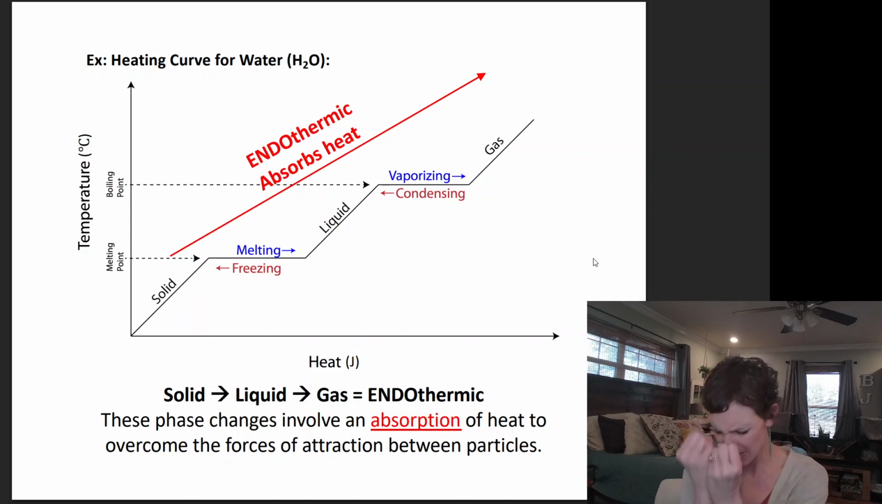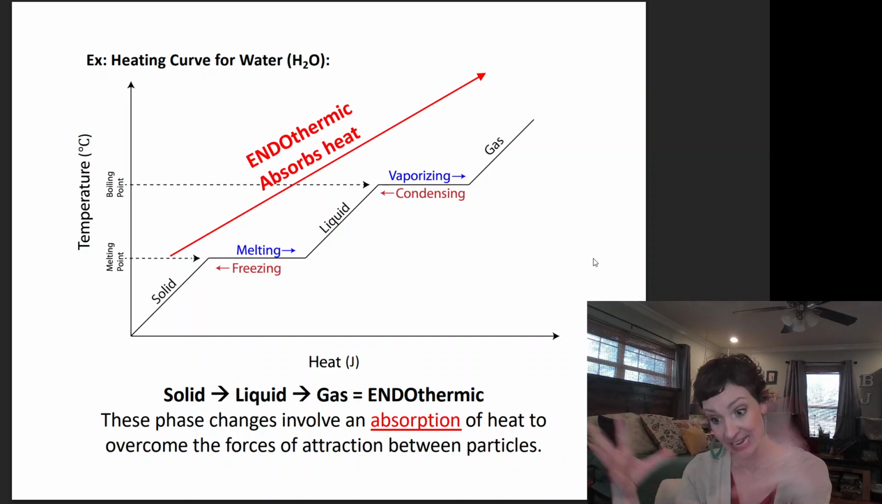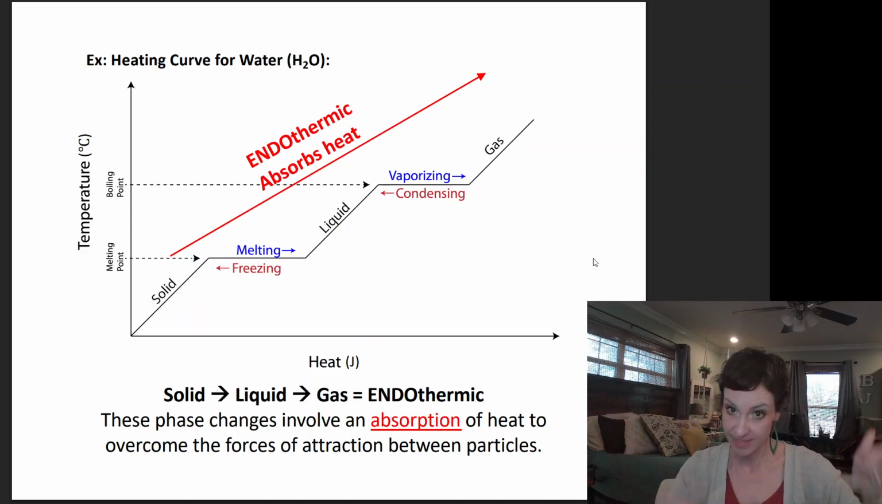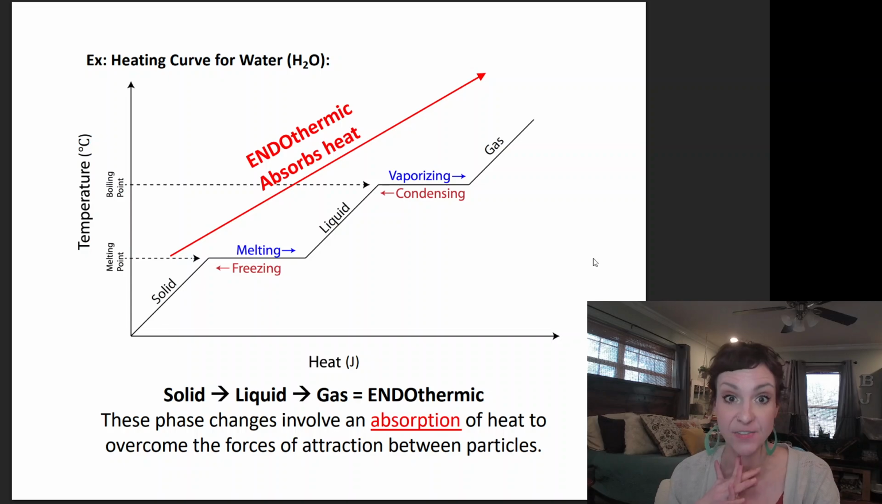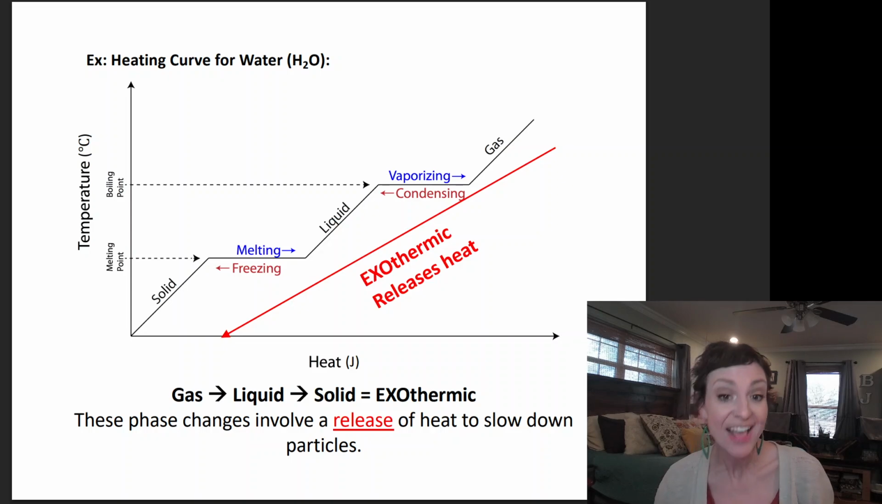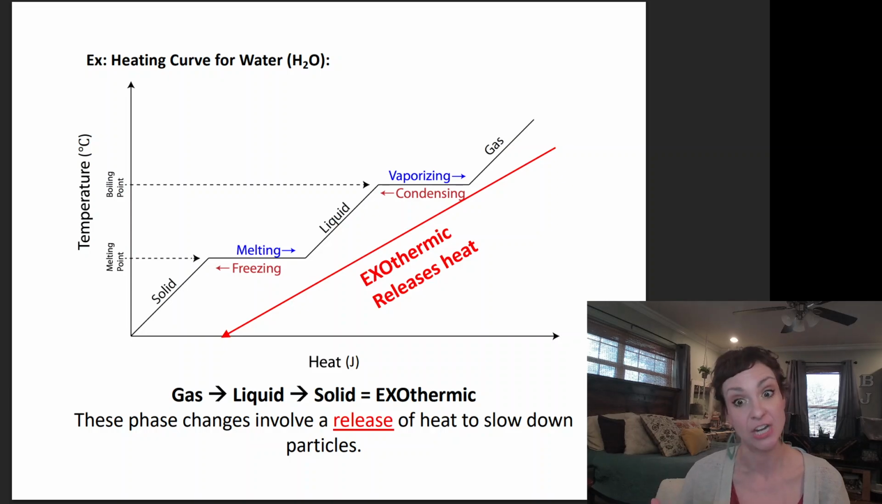That makes sense. We know my solids, they like to stick close together, but if I add energy to them, they're going to spread apart and move faster. That means they will transform into the gas phase. So endothermic is going up my heating curve. Let's see, what do you think exothermic is? Y'all, it's going down my heating curve, okay? The gas to liquid to solid transition, any one of those phase changes are exothermic. These phase changes involve a release of heat to slow down the particles.